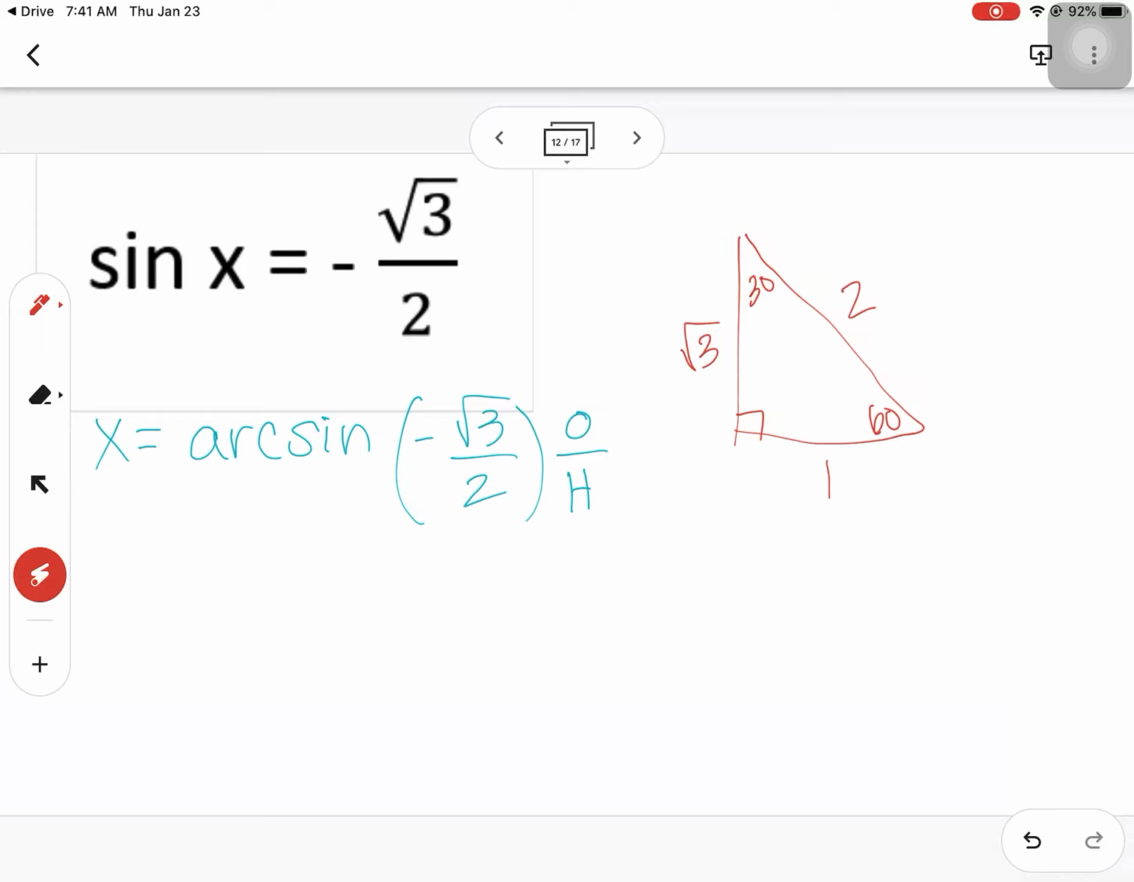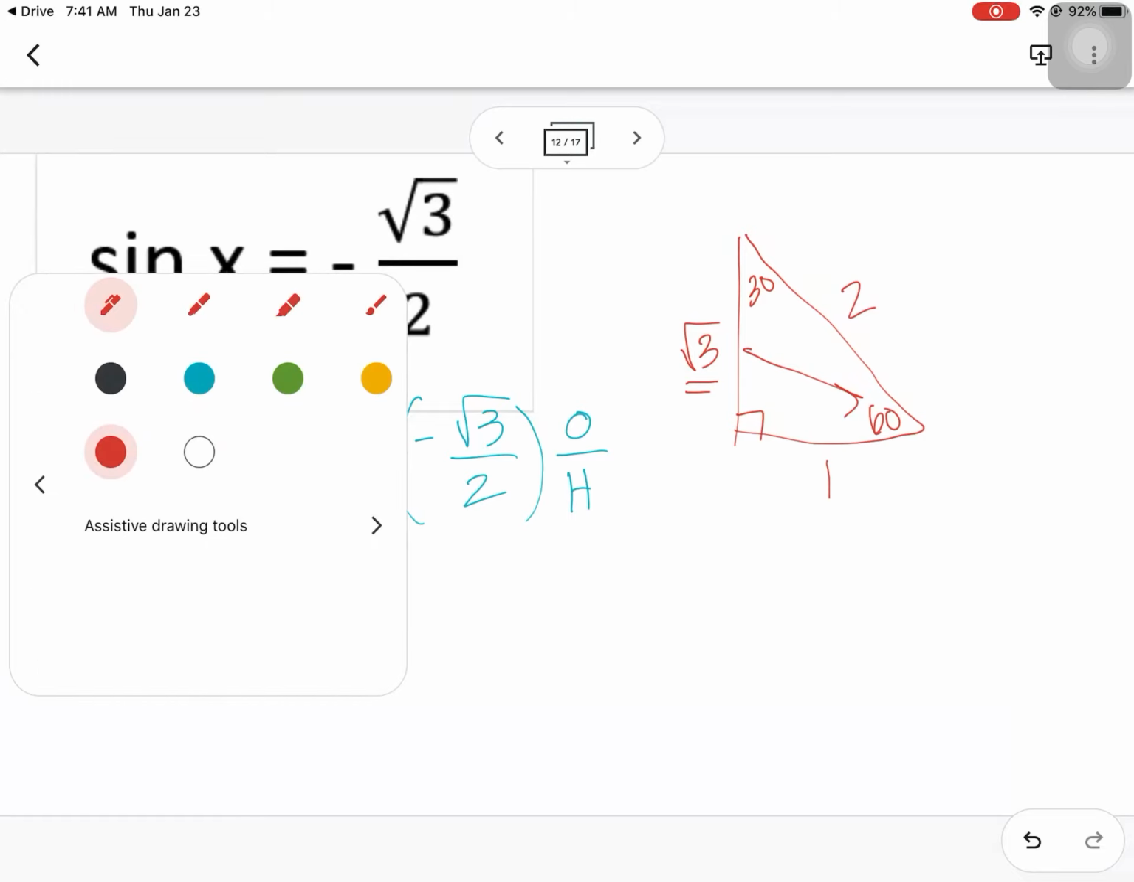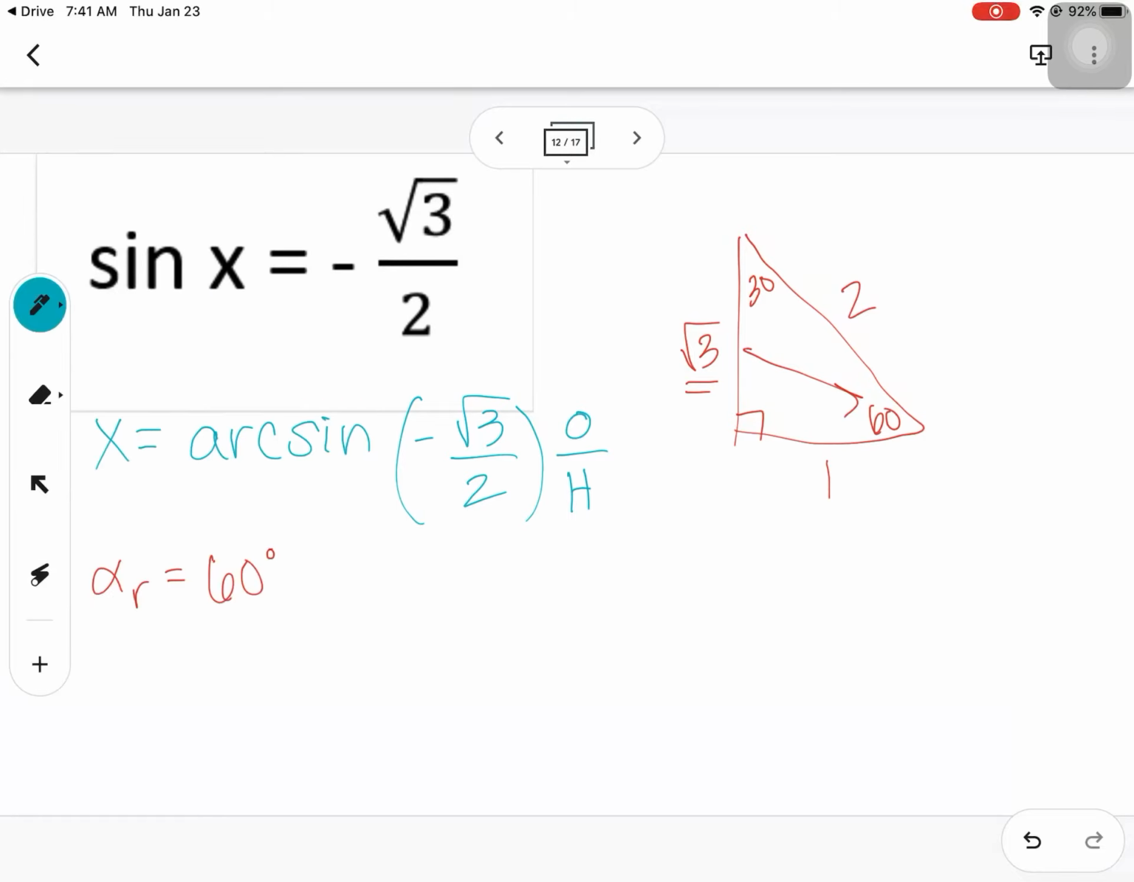So we've identified that this is a special right triangle, and we've identified which one. We now need to figure out which ratio this is. Since the root 3 is opposite, that tells me that I need the angle opposite the root 3, which is going to be my 60. So my reference angle is 60 degrees. Then we need to think about where this angle is, and this is where you're going to get multiple solutions from.